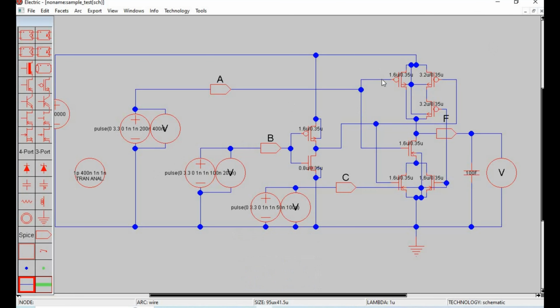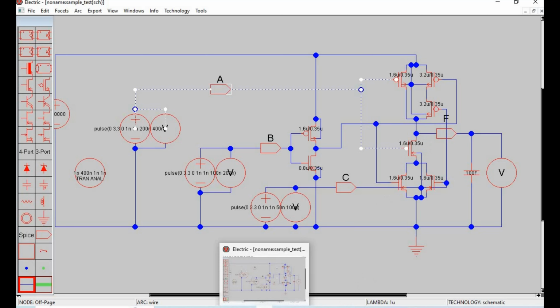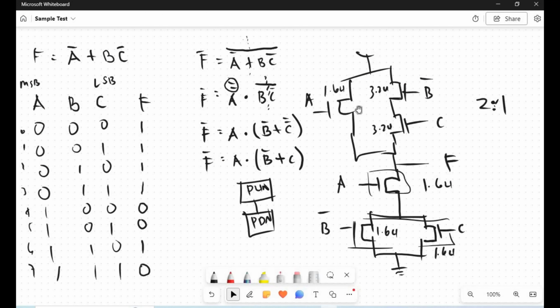So as you can see, input A, this transistor on your left and this transistor on top, similar with the one that we have designed. So left on the pull-up network and up on the pull-down network. B and C on the pull-up network is in series, and on the pull-down network it is in parallel.